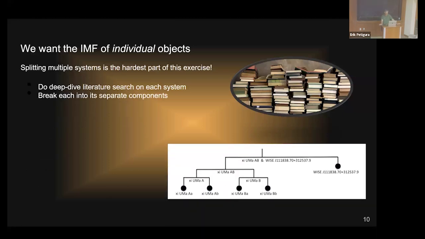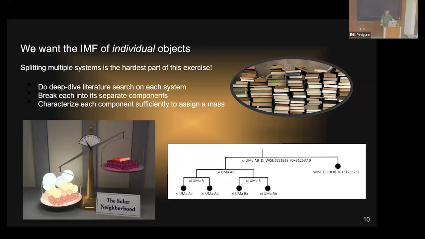Once you've done that, and I'm giving an example here of the Xi UMa system, you need to break that into its separate components and try to characterize each one of those components as much as possible, so you can eventually get a mass estimate out for each of the, in this case, 5 objects in the system. So you want to pull out spectra, photometry, whatever you have in order to characterize those objects. And then finally, once you've characterized each component, you can assign it a mass.